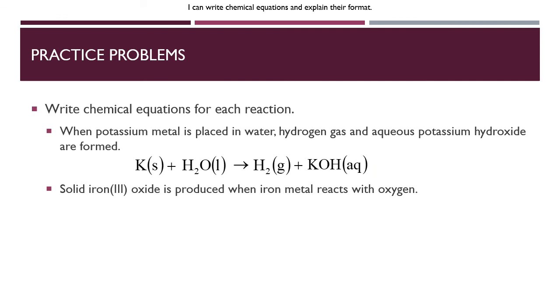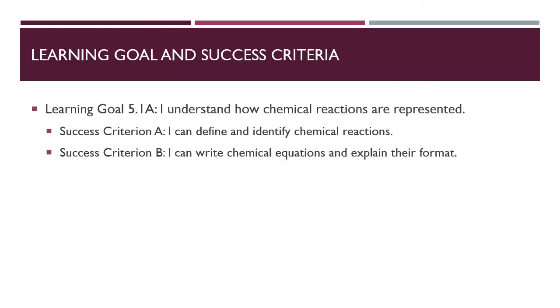Here's the second one. Again, make sure you get your reactants and products on the correct side. Here our reactants are iron metal and oxygen. So Fe plus O2, and then the solid iron 3 oxide is our product. So Fe2O3 solid is our product. And lastly, here's a final look at our learning goal and success criteria.